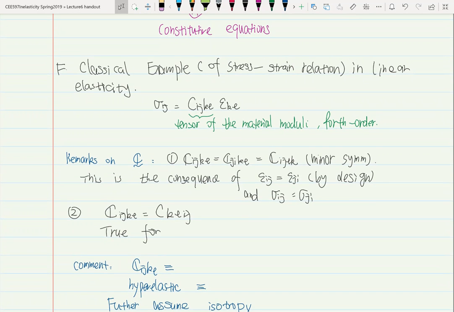And second, Cijkl equals Cklij, which means that the major symmetry is also satisfied here. Why is that? Because for this linear elasticity, we first assume that it's a hyperelastic material. Okay, so it is true for hyperelastic materials.